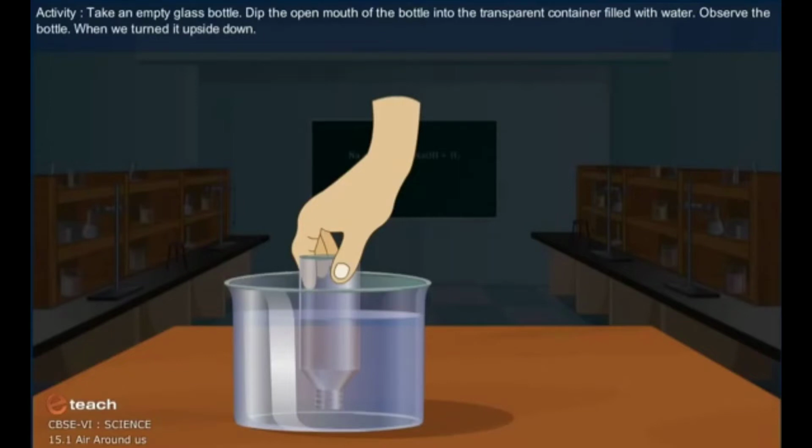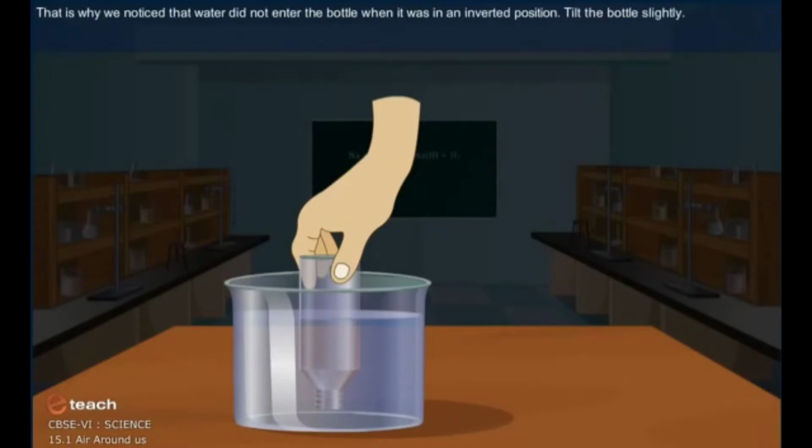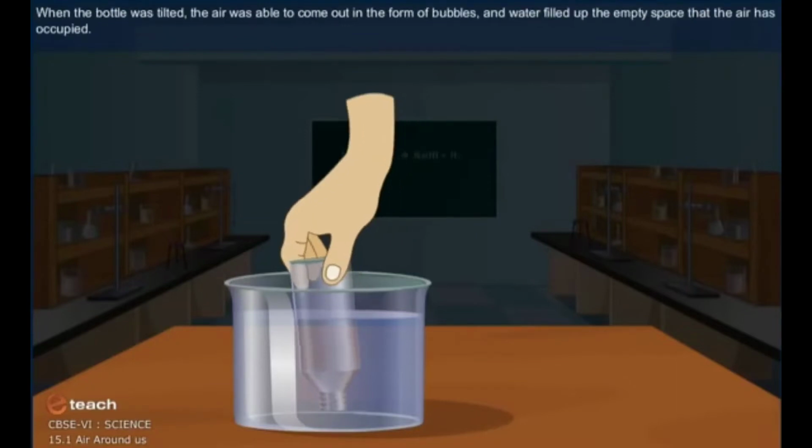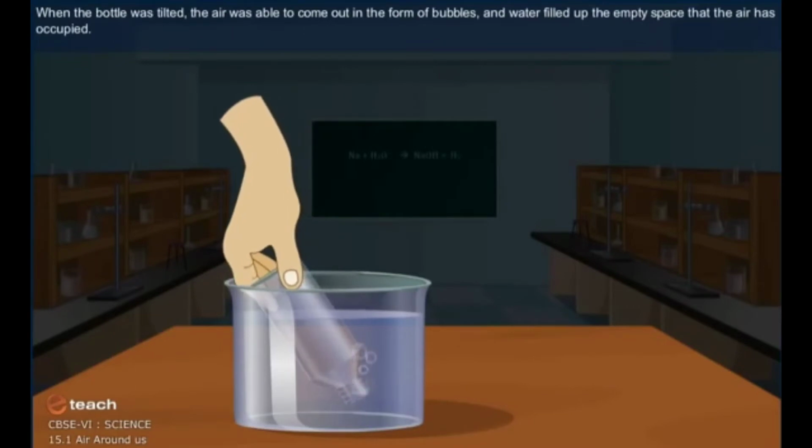Observe the bottle. When we turned it upside down, we notice that water did not enter the bottle when it was in an inverted position. Tilt the bottle slightly. When the bottle was tilted, the air was able to come out in the form of bubbles, and water filled up the empty space that the air had occupied.